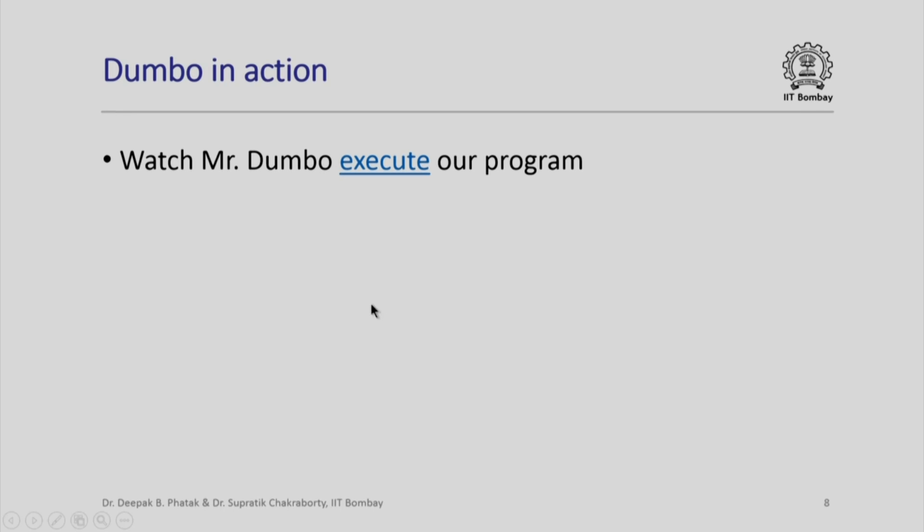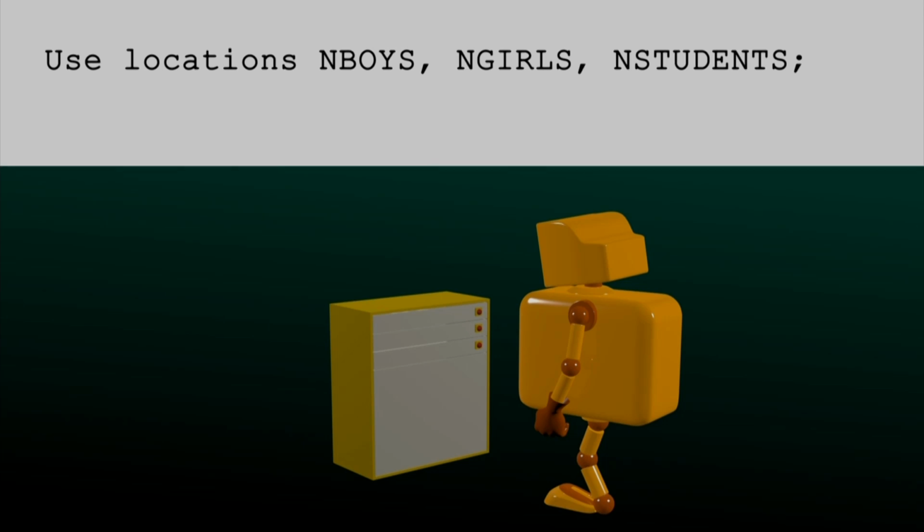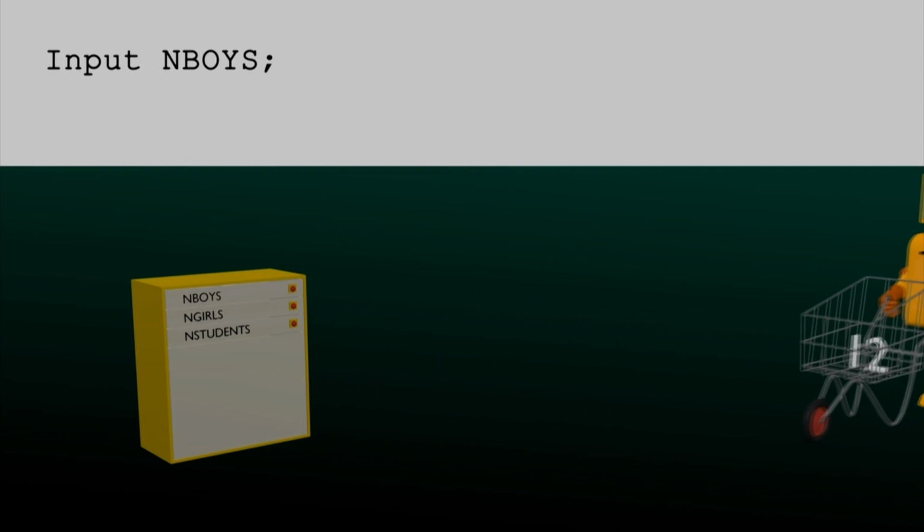Let us see what happens when Dumbo executes this program. First, Mr. Dumbo looks at the declarative instruction, which says use locations n boys, n girls and n students. What should Mr. Dumbo do in response to this? It will look at the first name n boys, put a tag on one drawer, then looks at the next name n girls, puts the tag n girls in the second drawer. It does the same thing with the last name n students. So he now has three named memory locations, one corresponding to each.